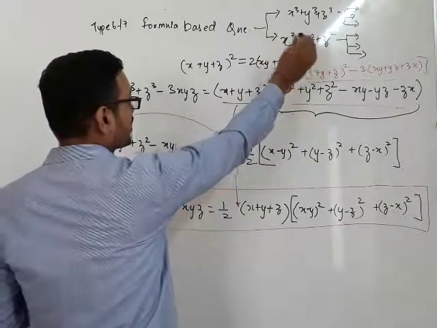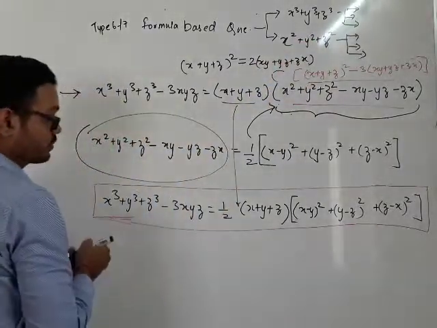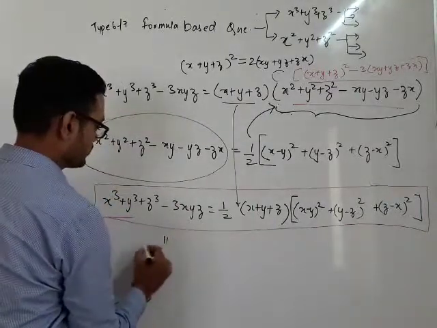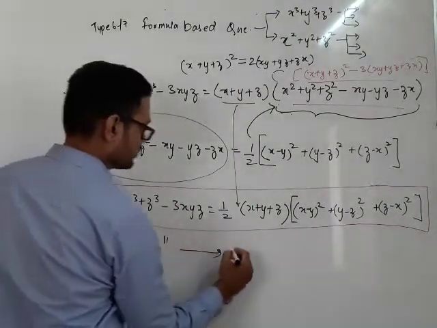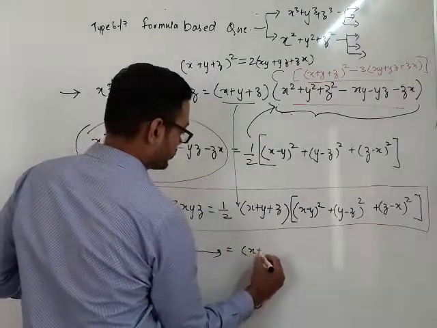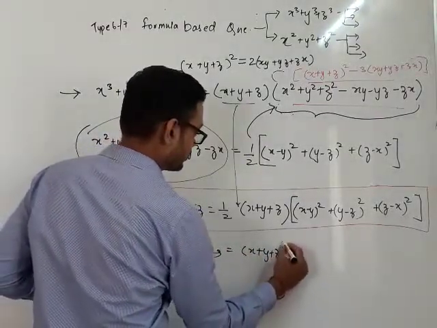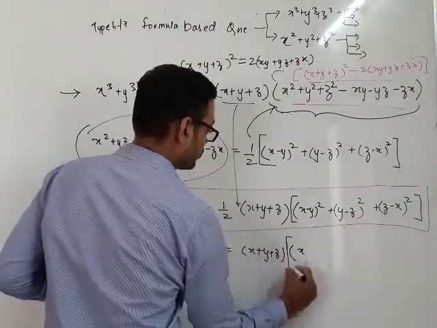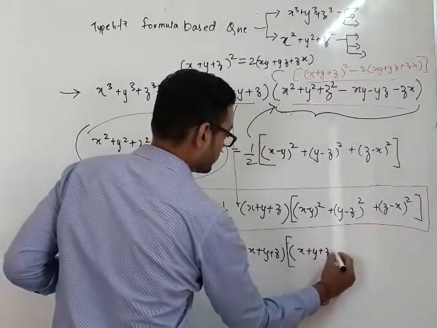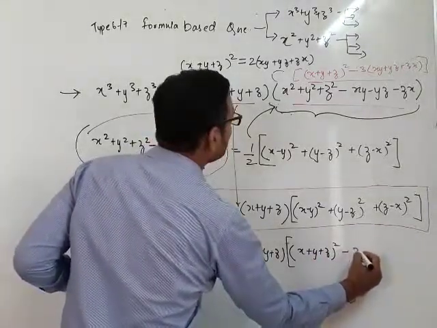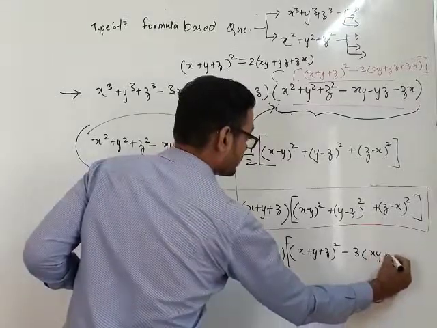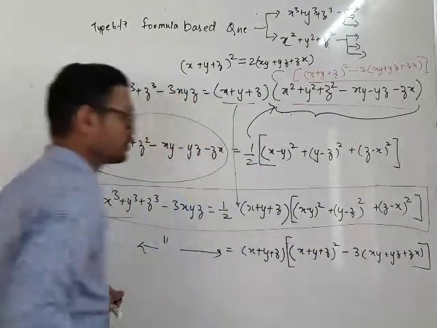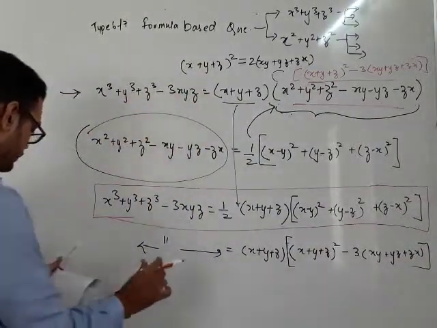How it has come, we'll share it in the next video when we are covering the next part. So this same thing can also be written as x plus y plus z into x plus y plus z the whole square minus thrice of xy plus yz plus zx. So this has become our second formula.